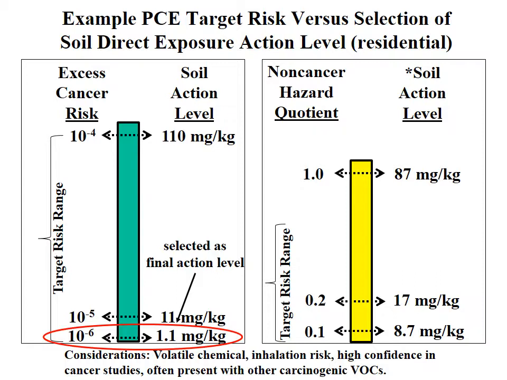There would have to be 100 carcinogenic chemicals at their action levels to add up to an excess cancer risk of 10 to the minus 4. But that's what we have as our action level, for the reasons given below.